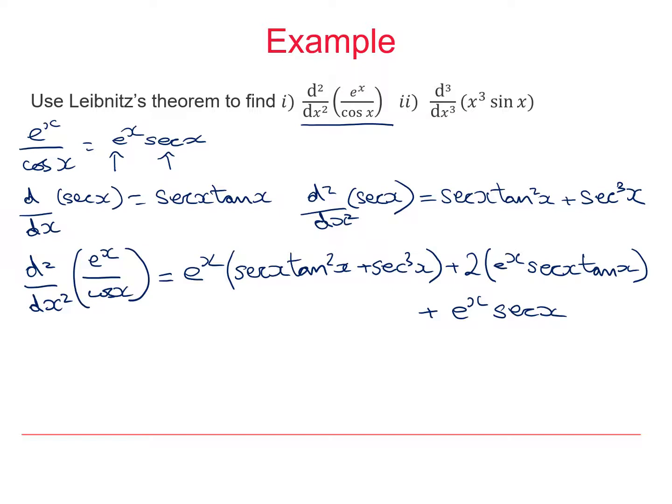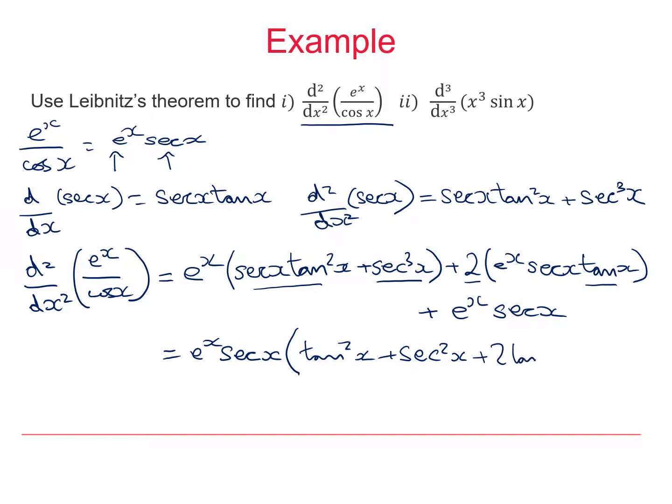So if we look through all these, we can see that we've got a common factor of e to the x sec x, and that this first one will yield tan squared x, second one sec squared x, third one will give us 2 tan x, and the final one, well, that's just 1 in there. Of course, we could convert everything inside this bracket to be all in terms of tan using sec squared equals tan squared plus 1, but we'll leave it like that for now.